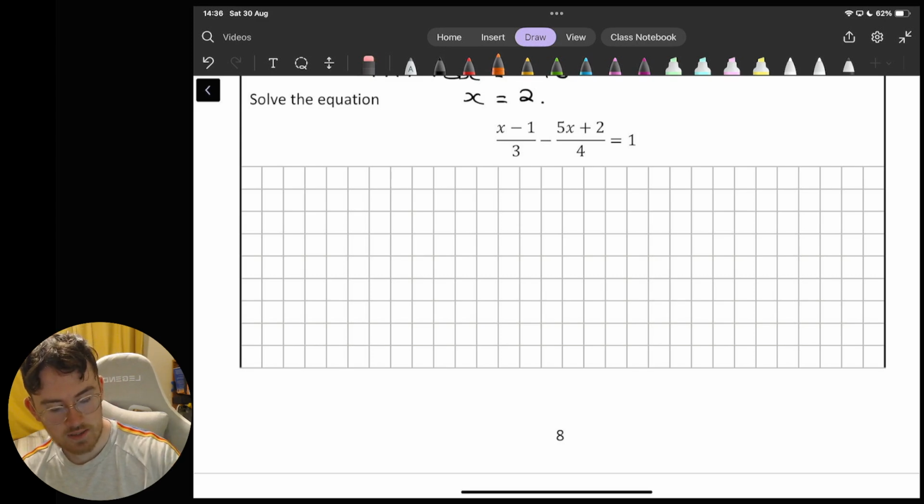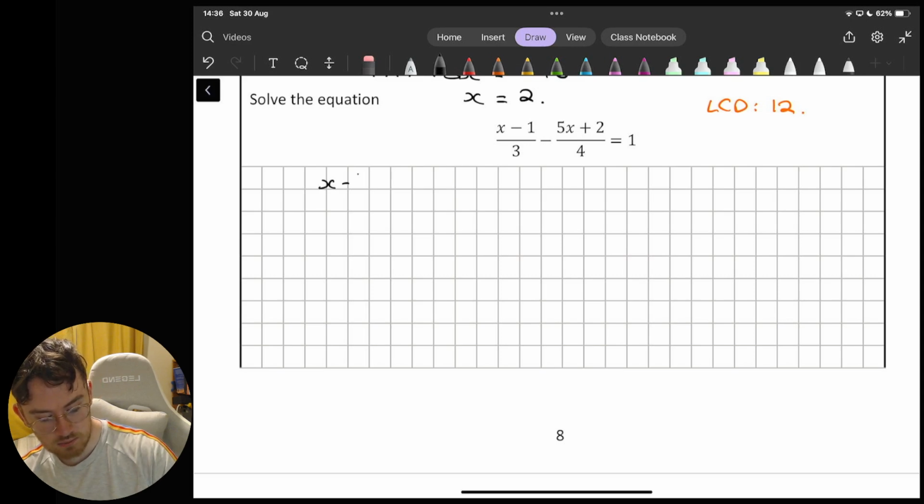First step, as always, find my lowest common denominator. Here, that's going to be 12. My next step now is going to be multiply each of the fractions by that denominator.